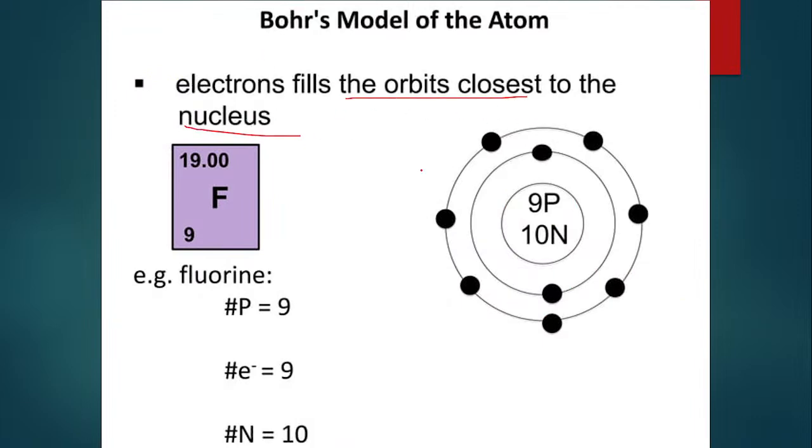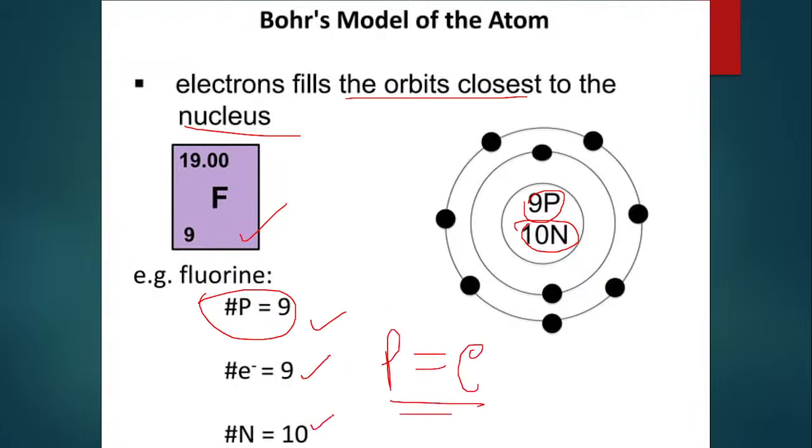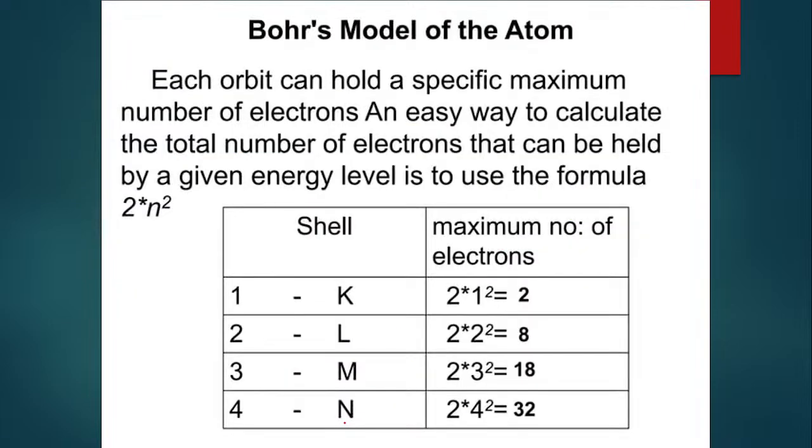So electrons fill the orbit closest to the nucleus. If this is fluorine, having 9 protons and 10 neutrons, then as many protons as you have, the same number of electrons there should be, remember. Neutrons here are 10.